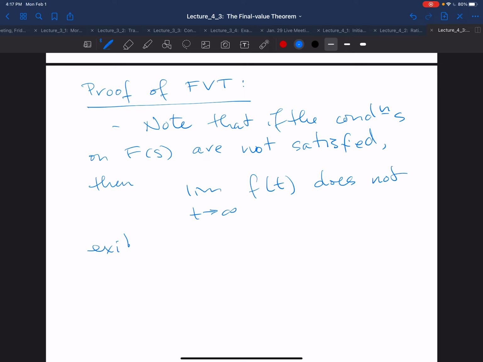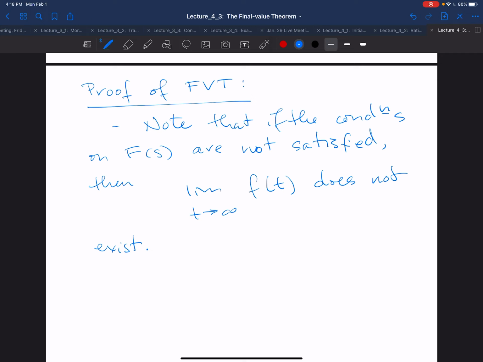Why is that? If those conditions are not satisfied, then either F(s) has a pole whose real part is either 0 or positive, so its real part is non-negative. And in fact, either that pole is not at the origin or there's more than one such pole at the origin.